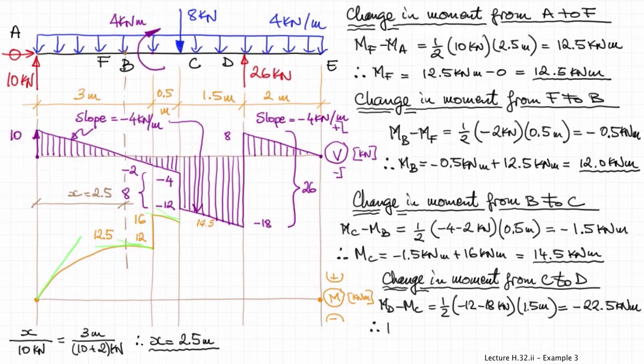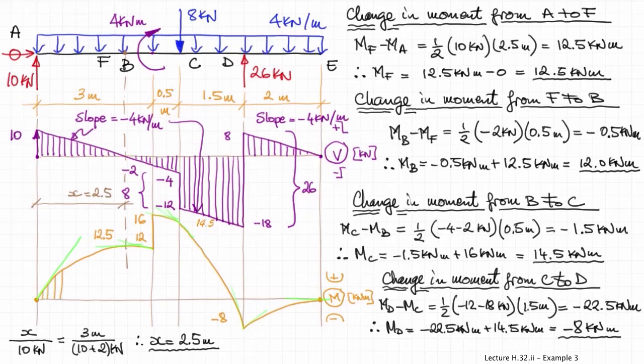Now the change in moment from C to D results in a value of the bending moment at D equal to -8 kilonewton meters. So with what we said before, here's the kink at C, and then the negative value of -8 kilonewton meters, and the slope here is pronouncedly negative because of the magnitude of the shear force of -18 on the left hand side of point D.